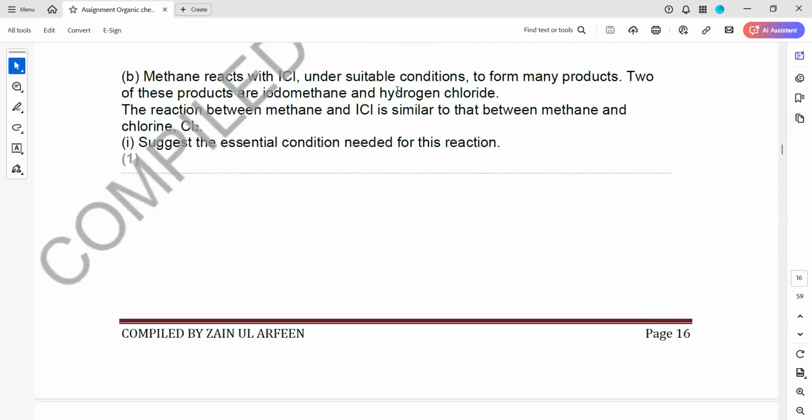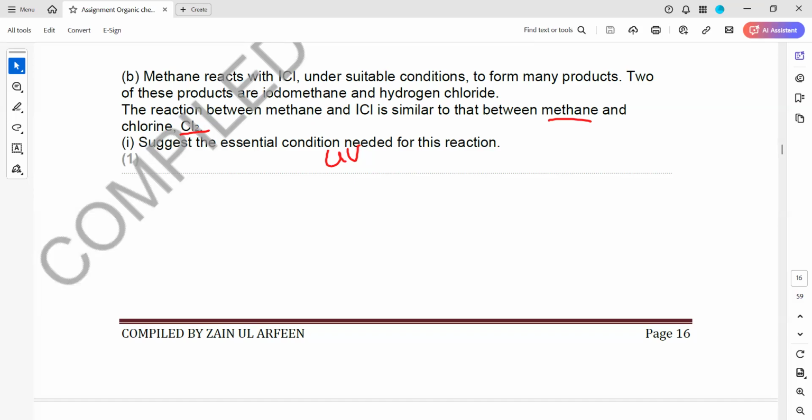Methane reacts with ICl under suitable conditions to form many products. Two of these products are iodomethane and hydrogen chloride. The reaction between methane and ICl is similar to the reaction between methane and chlorine. Suggest the essential condition. So what is the essential condition when methane is reacting with a halogen? So we need ultraviolet light or UV radiation. So same thing, if we want ICl to react with methane, we will also have the same condition.